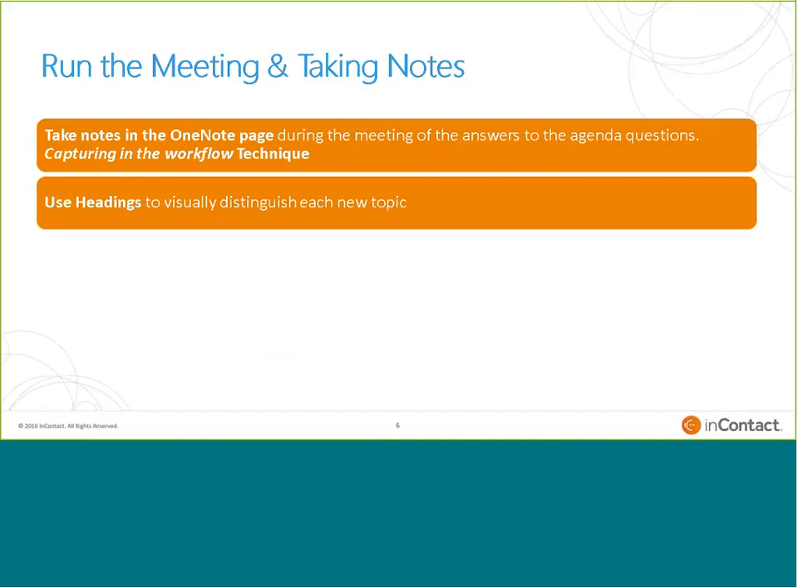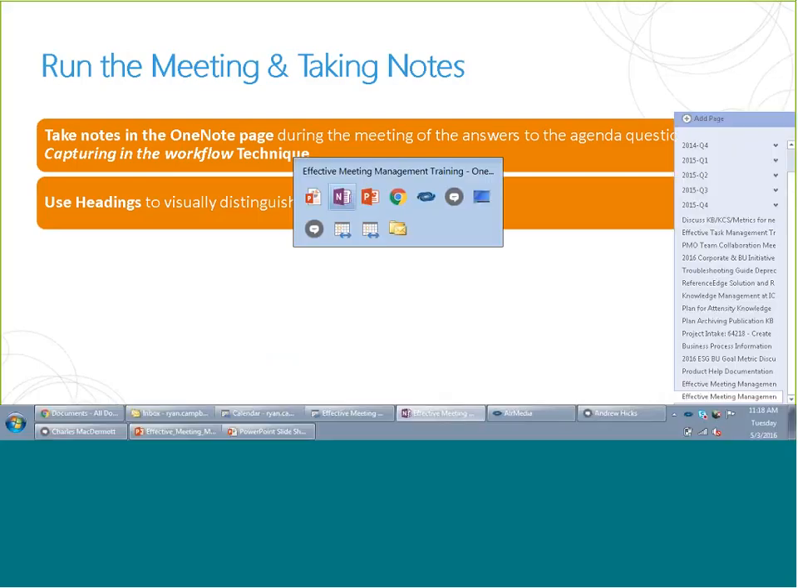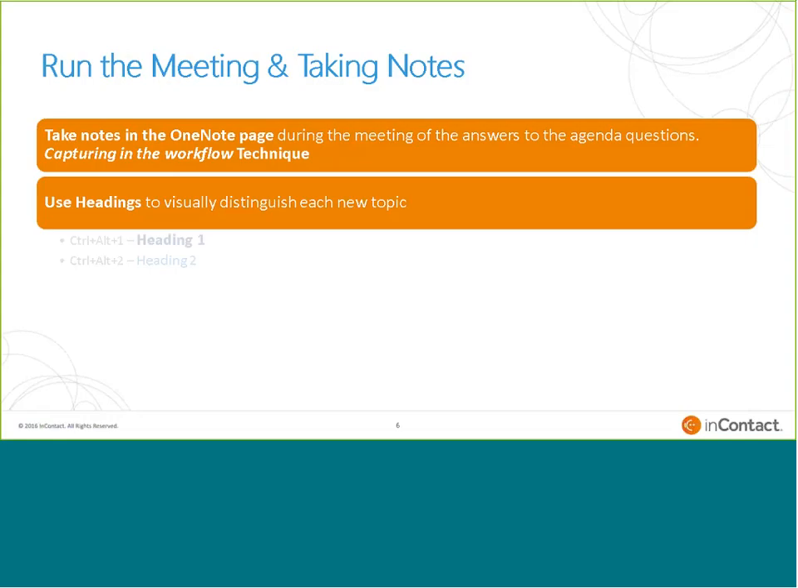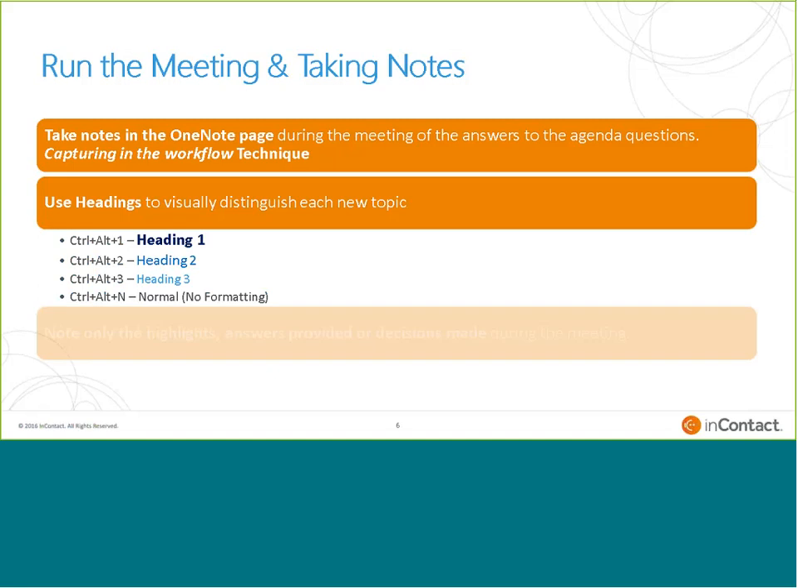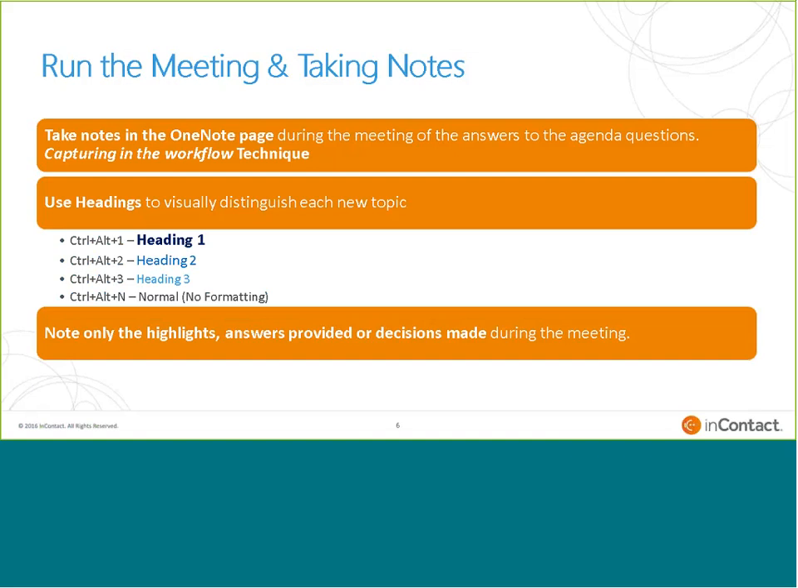Okay, back to this. I'll probably just go over this. Yep, there we go. So there's your standard headings that I use most often: Heading 1, 2, 3, and then Control-Alt-N turns something from a heading back to normal formatting. So that's another one that's useful. You can also do Control-Alt-0 for what it's worth.